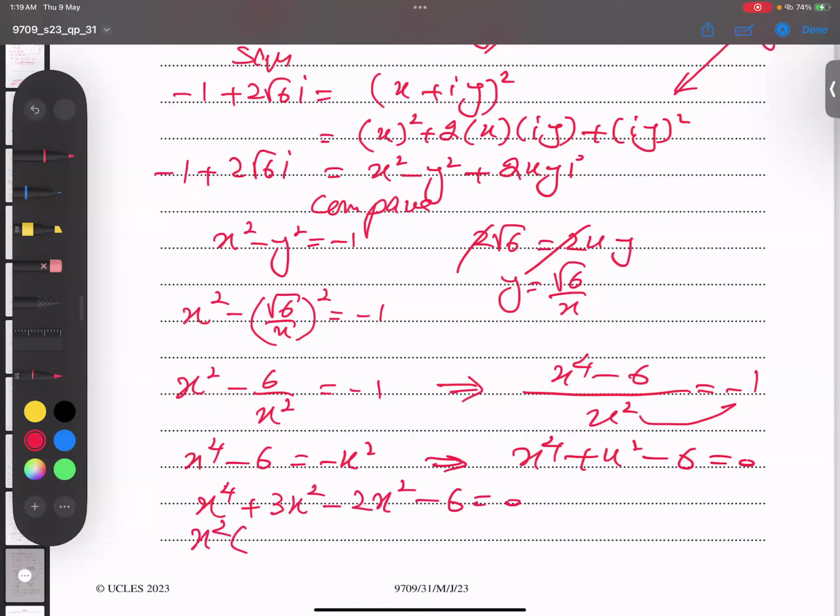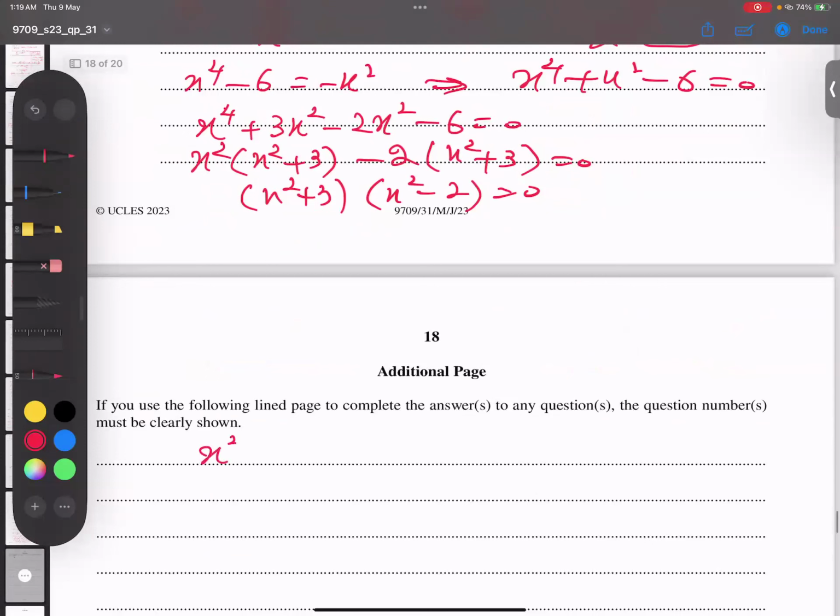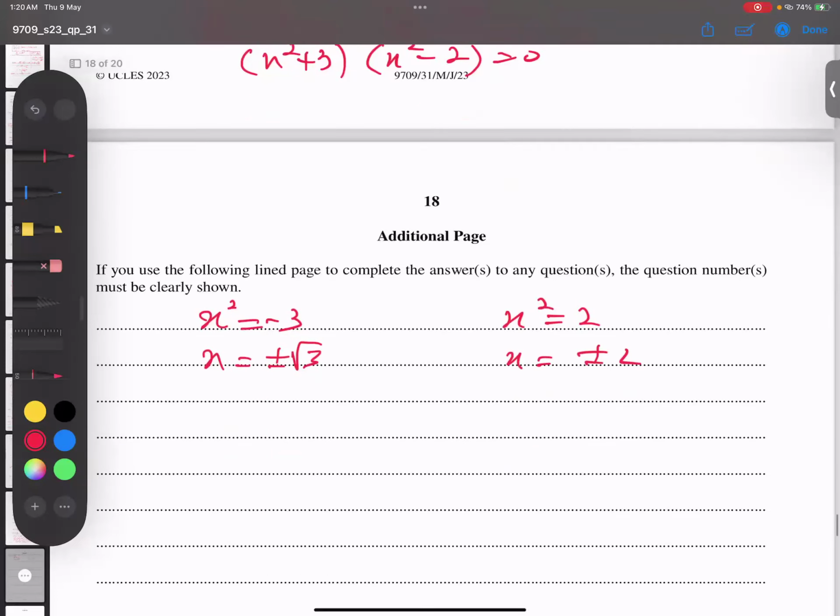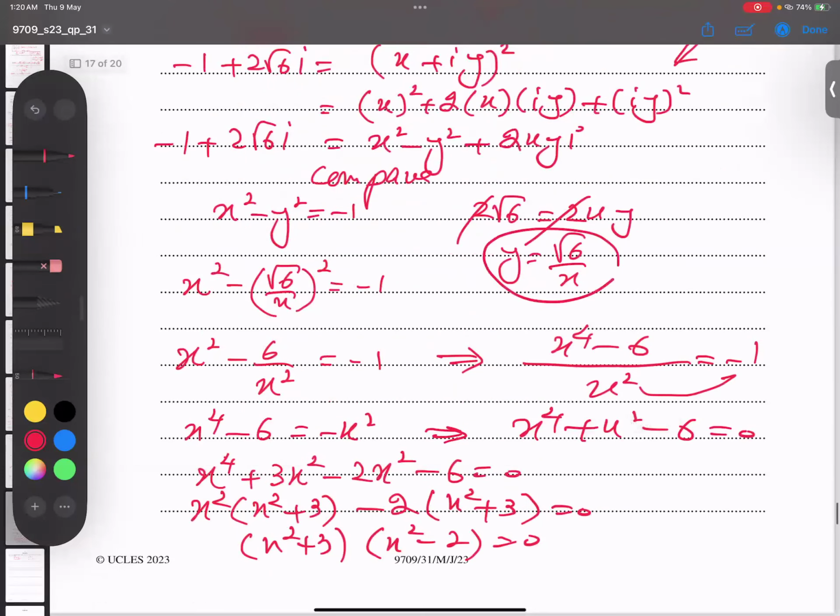So x squared common, I get x squared plus 3. -2 common, I get x squared plus 3. So I'm getting x squared plus 3 and x squared minus 2. I got two answers. X squared is equal to -3, x squared equals to 2. Okay, then take a root of both sides. I get plus and minus root 3 here, x is equal to plus and minus root 2. I plug in where? I plug in this equation. Y is equal to, let me copy from here.